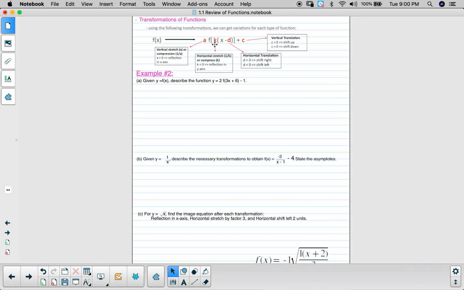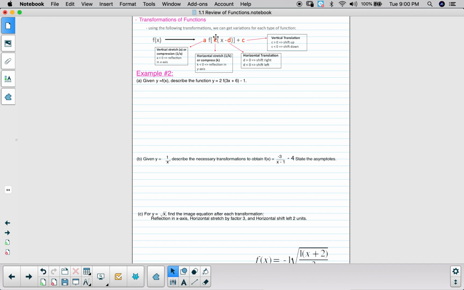K represents a horizontal stretch by a factor of 1 over k. And then d represents a horizontal translation of d units. If d is greater than 0, it shifts to the right. If d is less than 0, it shifts to the left. C represents vertical translations. If c is greater than 0, it is translated c units up. If c is less than 0, it has shifted c units down.